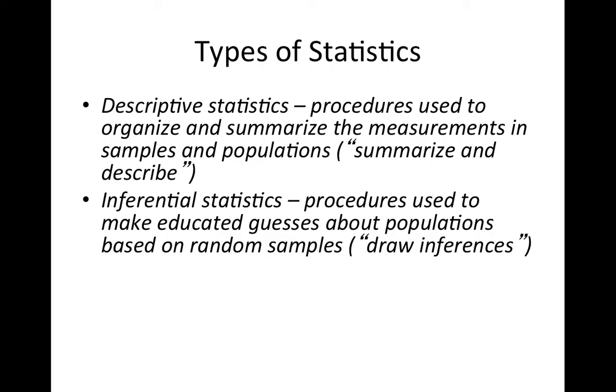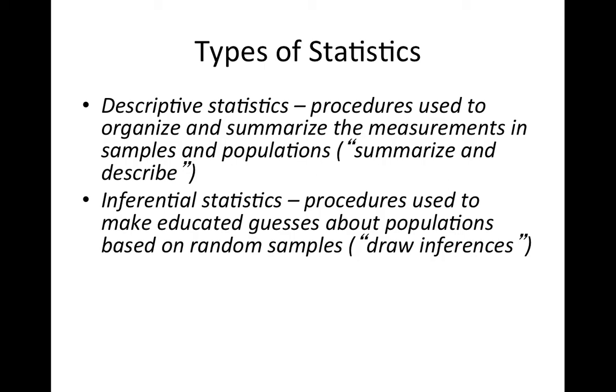This leads us to a third distinction that we need to talk about, and that is the types of statistics that we're going to study and talk about this semester. The first is, and this corresponds with the first unit that we're going to be working through, descriptive statistics. And these are procedures or methods used to organize and summarize the measurements and samples in populations. So the goal of descriptive statistics is to summarize and describe.